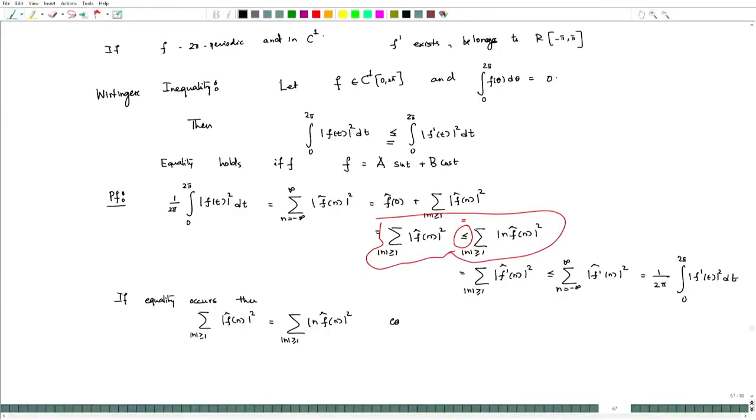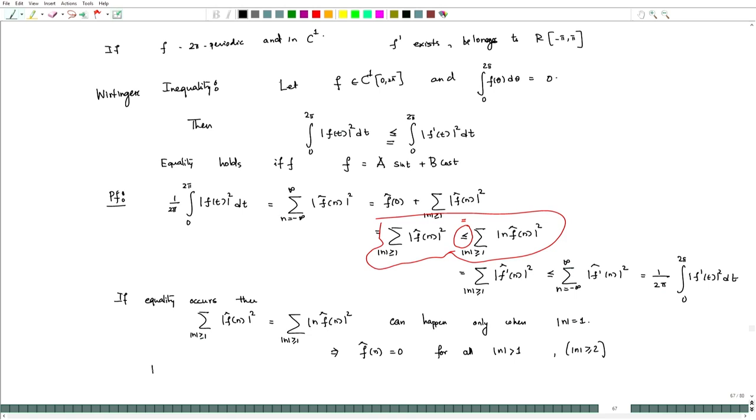Therefore, this can happen only when mod n is equal to 1. This shows that actually f hat of n is equal to 0 for all mod n greater than 1, or rather you can say this is the same thing as greater or equal to 2.